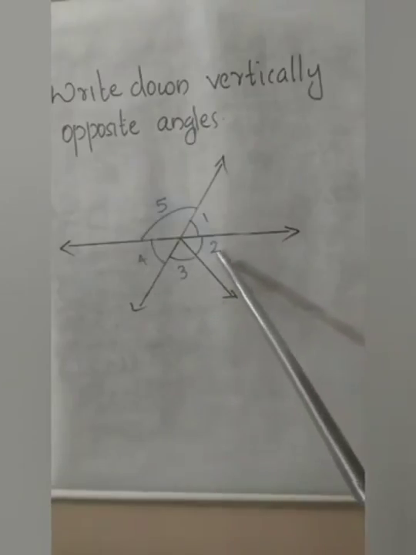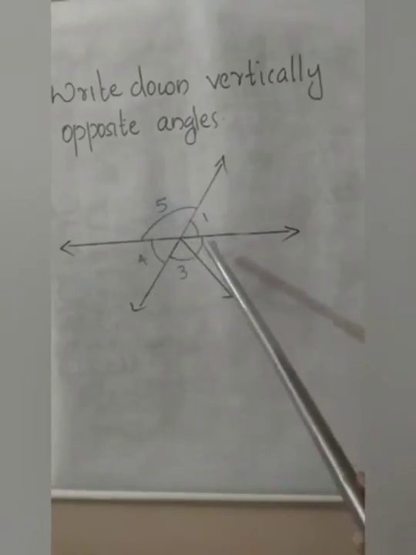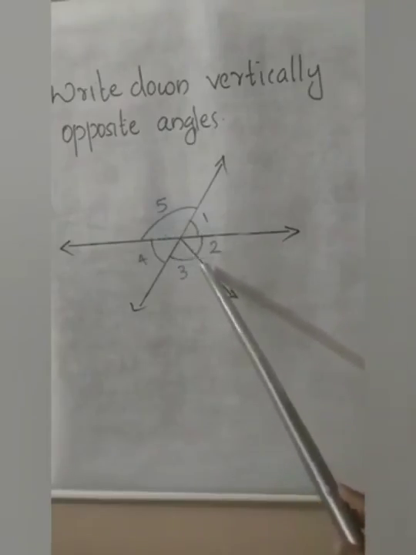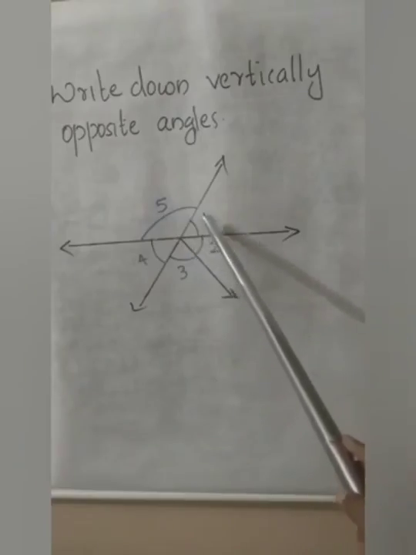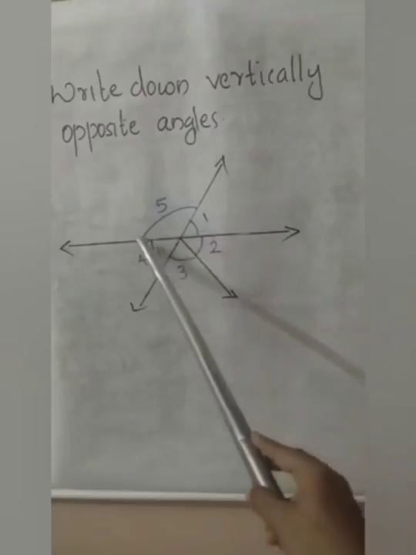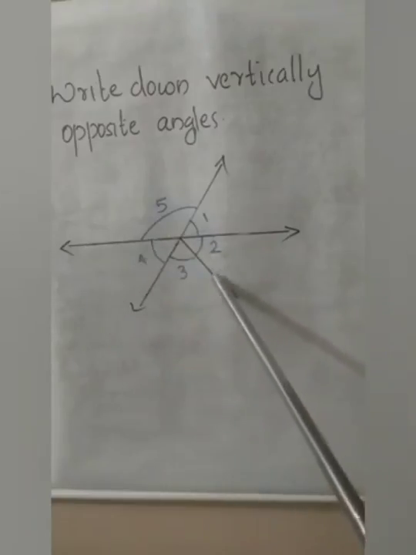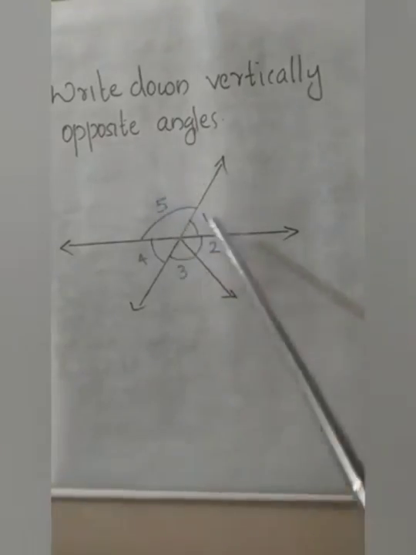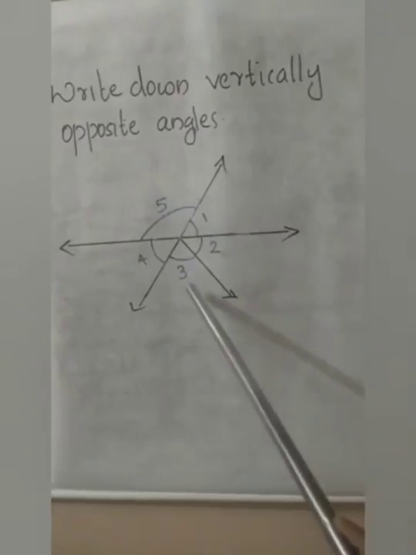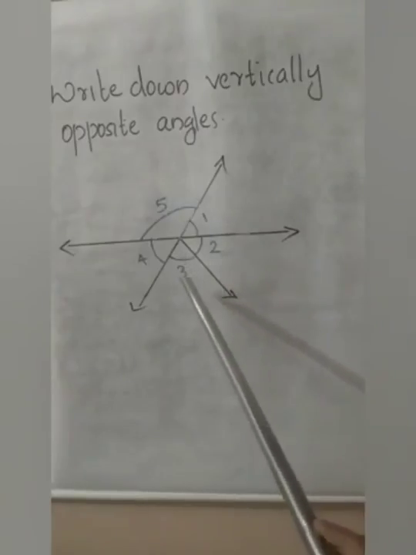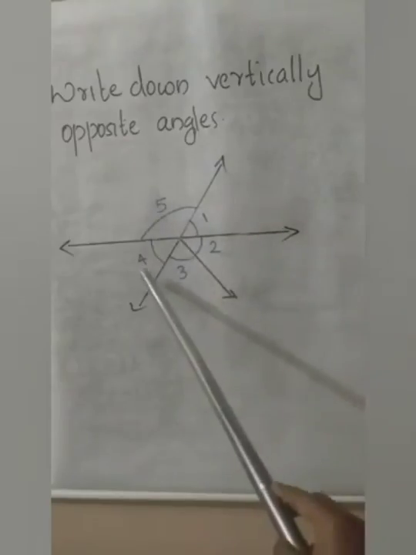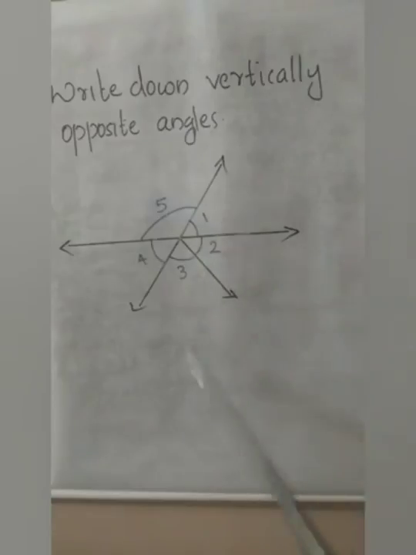Now take the case of angle 2. Is there any vertex opposite to angle 2? This is angle 2, isn't it? For a vertically opposite angle, we should have two lines. These are the two rays forming angle 2. This ray has an extension here, but is there an extension for this ray? No. So there is no vertically opposite angle for angle 2. Now take the case of angle 3. It is a similar case for angle 3 also. Here this is the extension for A, but here there is none. Now for angle 4, we said angle 1 is the vertically opposite angle.